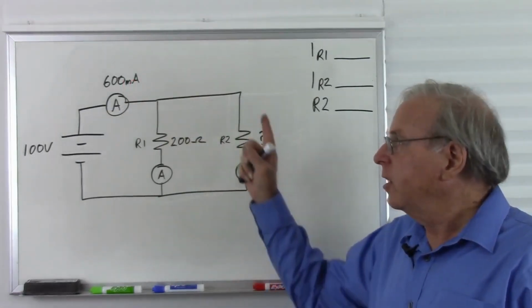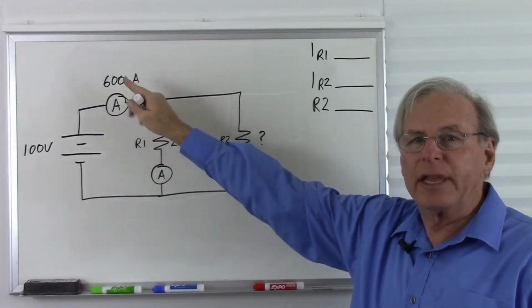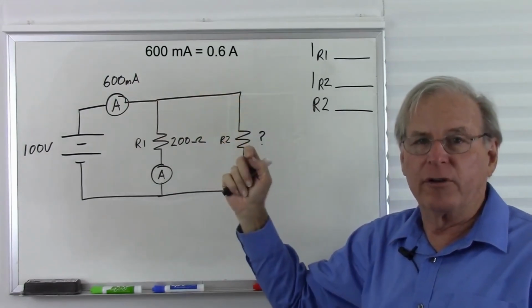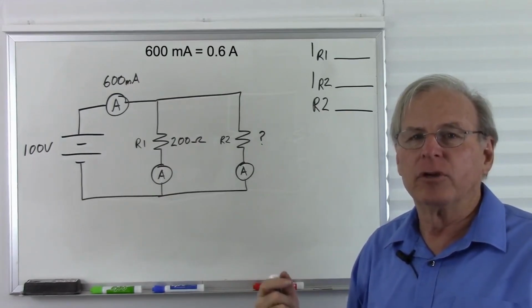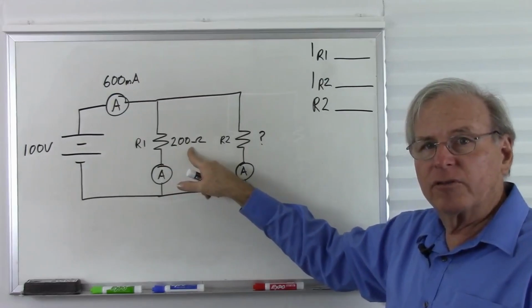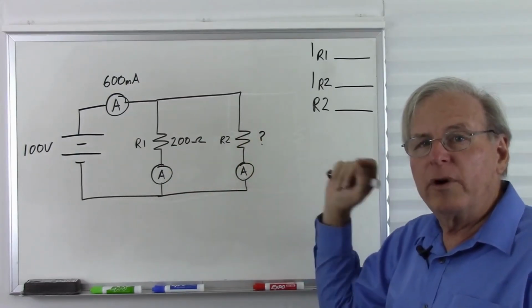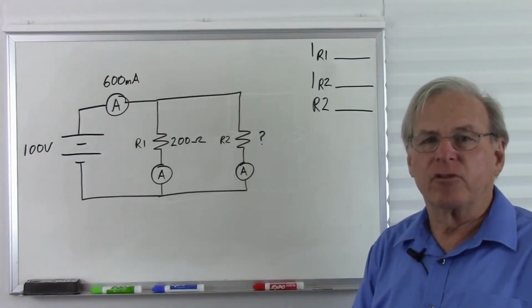This one's a little different. We know we have 100 volts here. We have a total current of 600 milliamps. So I'm expressing my current in milliamps. 600 milliamps, or 600 1,000ths of an amp, is the same as 0.6 amps. We have a 200 ohm resistor here, but we don't know the current, and we don't know what this resistor is. Do we have enough information to calculate this resistor? Stop the video and see if you can solve the problem.